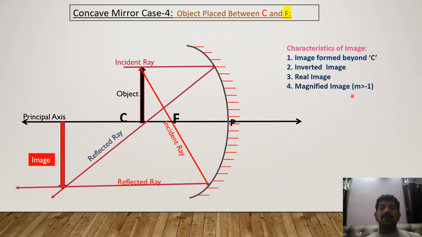Okay, what type of image is formed? Magnified image. We will learn this magnification in our next class. Why I have written magnification is greater than -1, we will discuss these things in our next class.